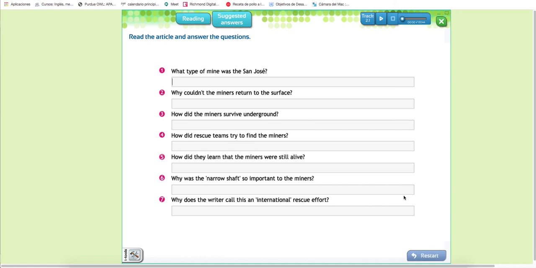What? How? I can't tell you. I mean, the miners were underground. How did people here on the surface know that they were still alive? No, I don't know that. Okay, who knows it? Who can tell me?